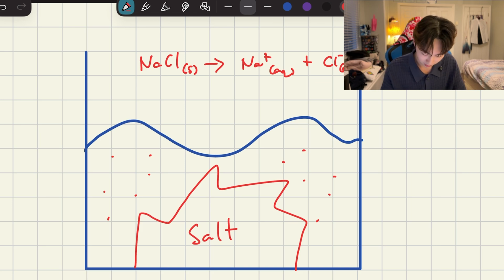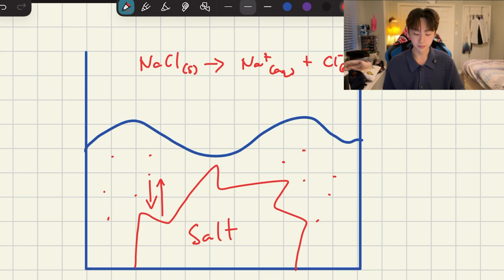What's happening is that the ions are precipitating into the salt at the same rate that the salt is dissolving into ions. So your solid is actually in equilibrium with your aqueous ions. The ions are becoming the solid, while the solid dissolves into its ions at the same rate. So there's a constant back and forth here, but you won't be able to see any actual changes because they're going at the same rate. So that's what it means to be in equilibrium.